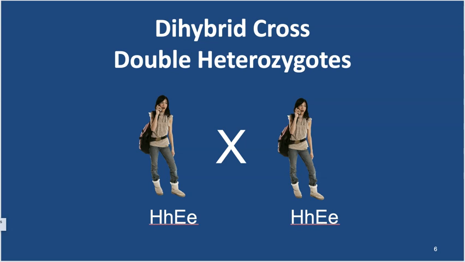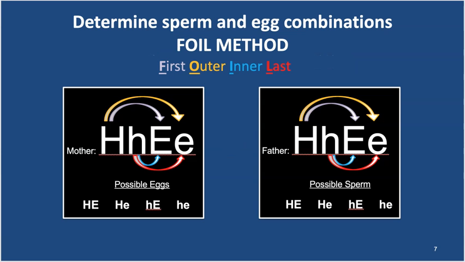It turns out that there is a method that is used to try and make the creation of a Punnett square a little more straightforward, and it's called the FOIL method, and that stands for first, outer, inner, and last. And what do those basically mean? Our purpose here of the FOIL method, by the way, is to determine the sperm and the egg combinations. So here you can see at the bottom, we have our possible eggs and our possible sperm.